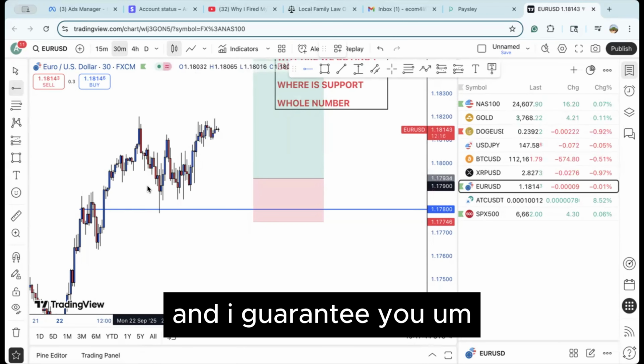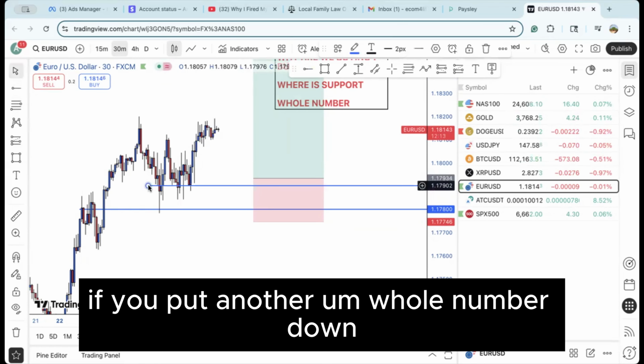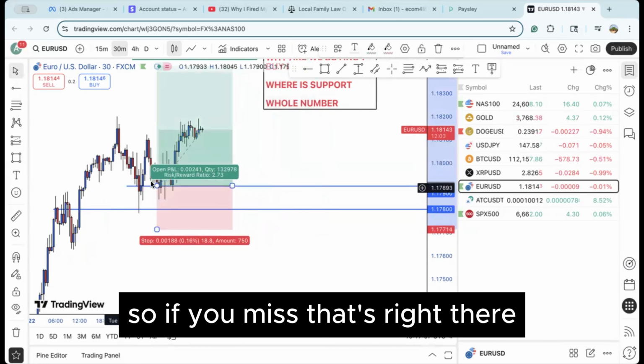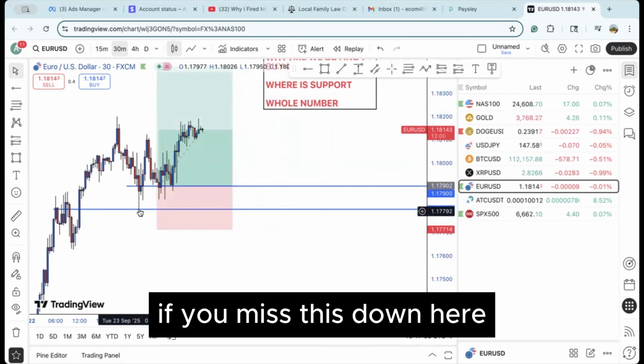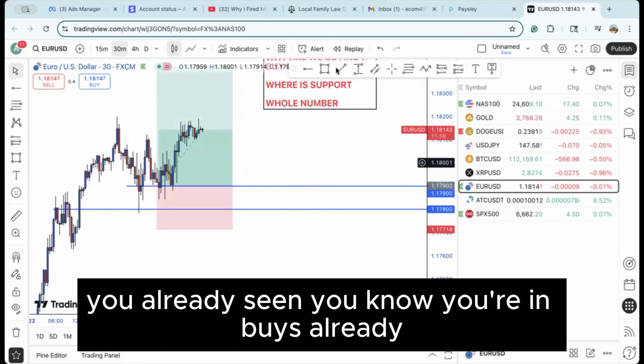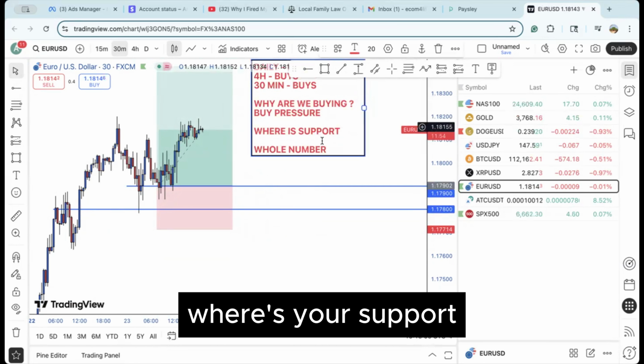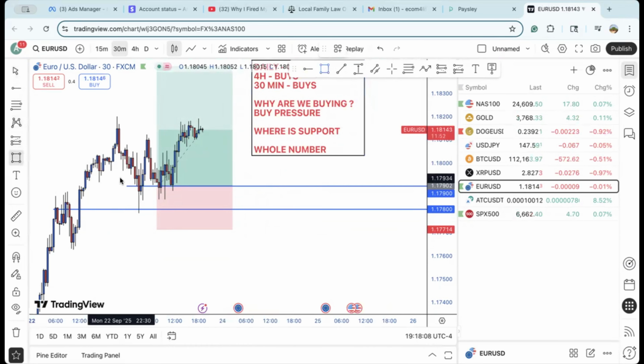And I guarantee you, if you put another whole number down, ain't it to the T? You can put your buy right there if you want. So it touched it right there. If you miss this down here, you already seen, you're in buys already. You know why you're buying. Where's your support?